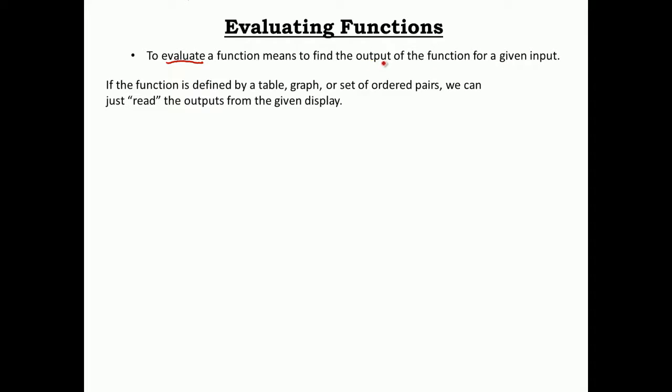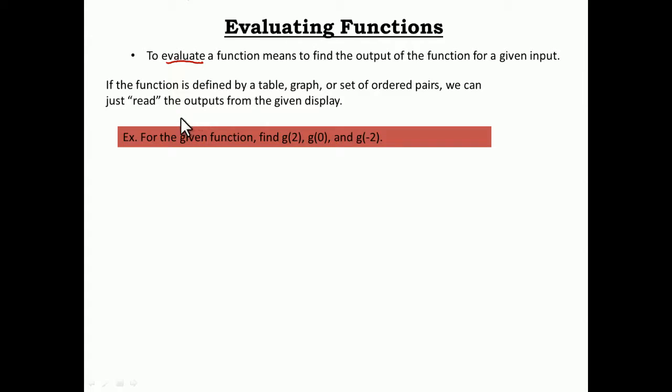output. Now, when our function is given as a table or a graph or a set of ordered pairs, we can easily read the outputs from the display. Let's look at some examples of this. Here the directions say, for the given function, find g of 2, g of 0, and g of negative 2. Let's see what functions we have here.